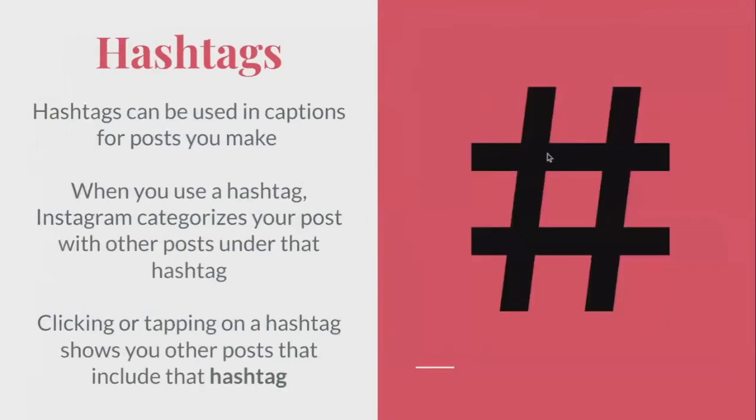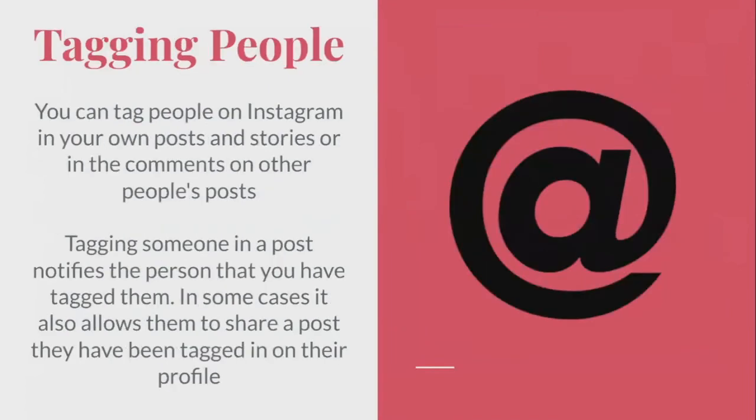Hashtags can be used in captions for the posts that you make. When you use a hashtag, Instagram categorizes your posts under that hashtag. Clicking or tapping on a hashtag shows you other posts that include that hashtag.